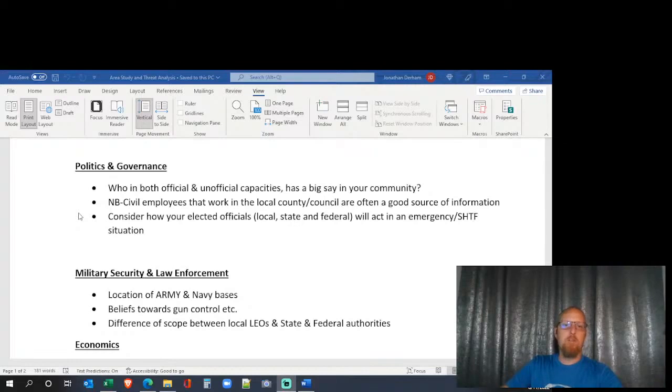So as far as the politics and governance, he has a note of who in both official and unofficial capacities has a big say in your community. And it's a very good point. You should be aware of who has influence. You've got elected officials who have influence, and then you also have unelected officials. It could be a parent that has particular concern about what's going on, and they're voicing their opinion, and they've got a large network of people that they speak to. It could be someone who's watching a situation with crime and going, hey, we need to do something about this, and they start raising awareness of it. And the more people start speaking on it, the more attention it gets.